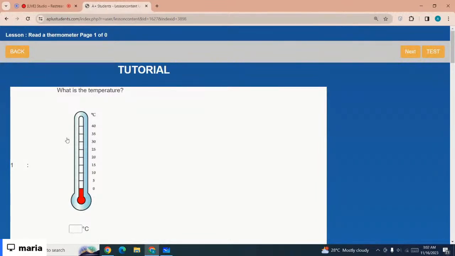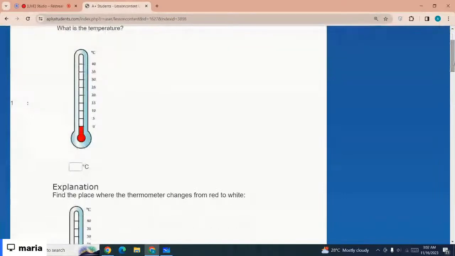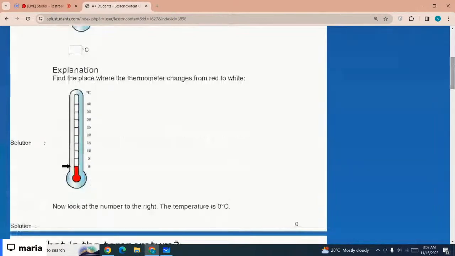What is the temperature? You can see the thermometer looks like this, right? You have a red bar and a white bar. You have to read the temperature where the color changes from red to white. So from here you need to match this line. This line matches to 0. That means it is 0 degrees Celsius. Here you are given the unit, C, so it would be 0 degrees Celsius.